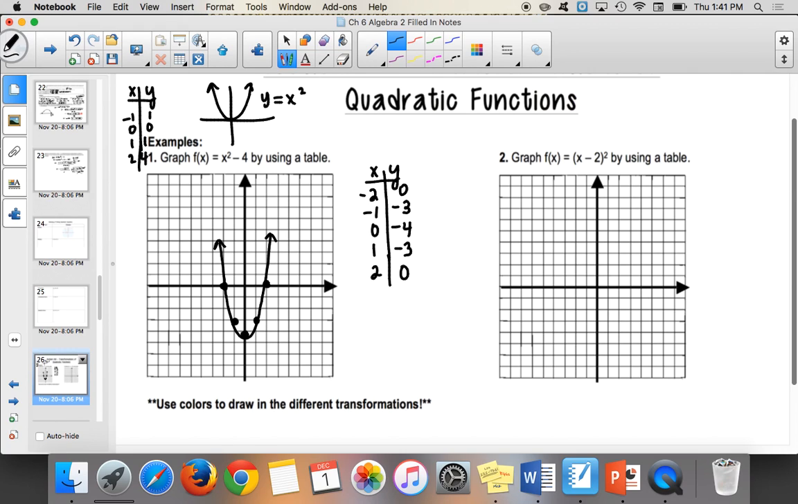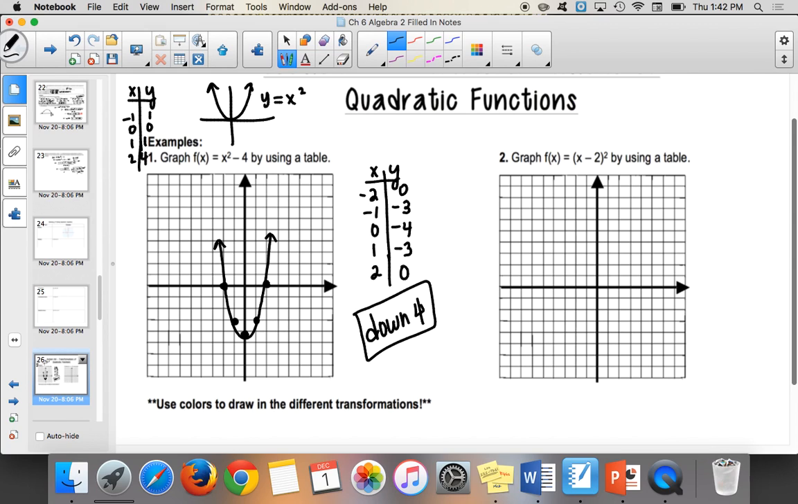So how is this one different than the parent function? Where did it move? Yeah, it moved down 4. So we went down 4. Rodrigo, pay attention. You did not have to use a table. Can you tell why it goes down 4? Because there's a minus 4 on the end.